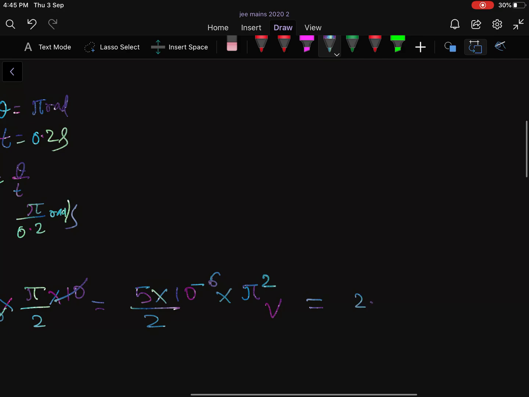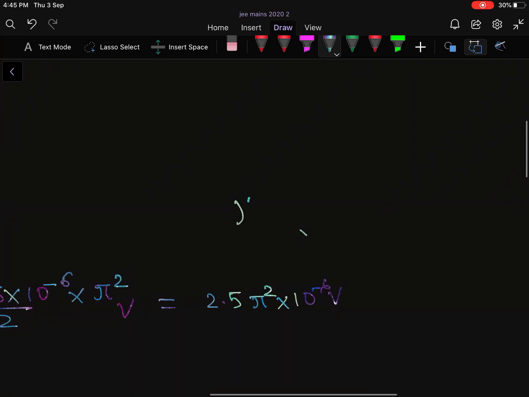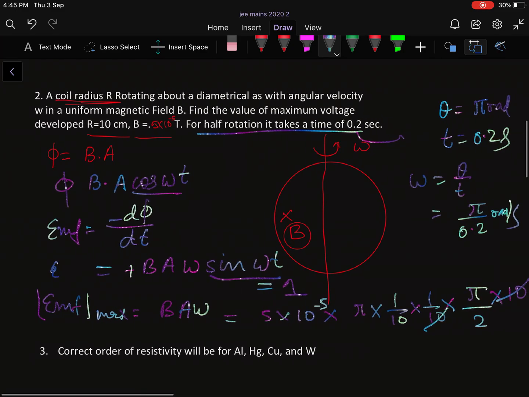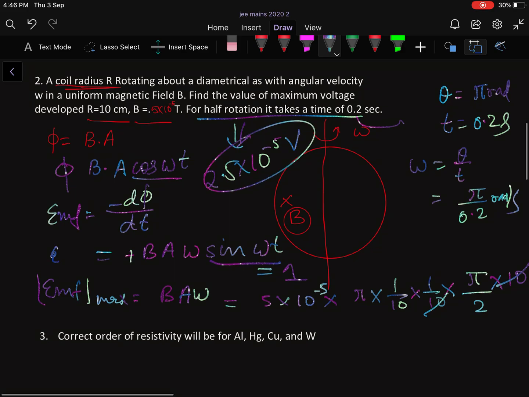Again when you solve it, it becomes 2.5 pi square into 10 to the power minus 6 volt, and pi square is approximately 10. So use it, and you will get an approximate value of 2.5 into 10 to the power minus 5 volt. So the answer of this question will be 2.5 into 10 to the power minus 5 volt. Did you get it? Now we are moving to the next question.